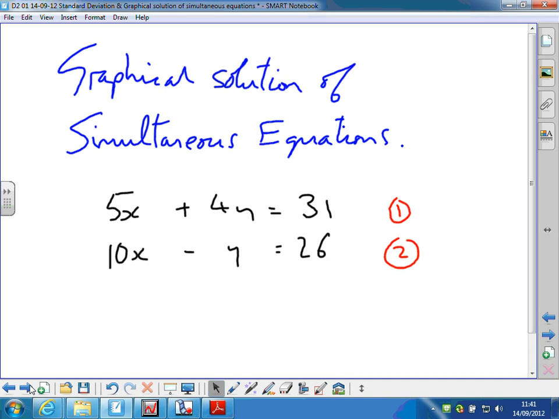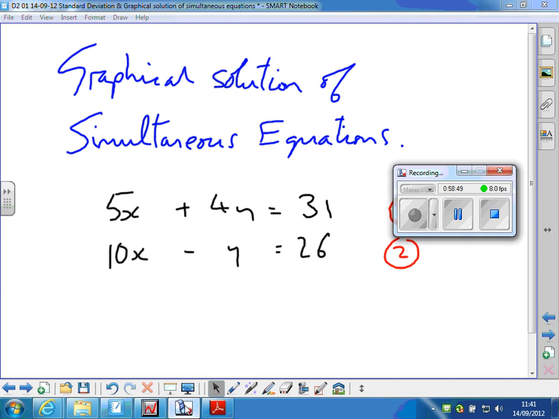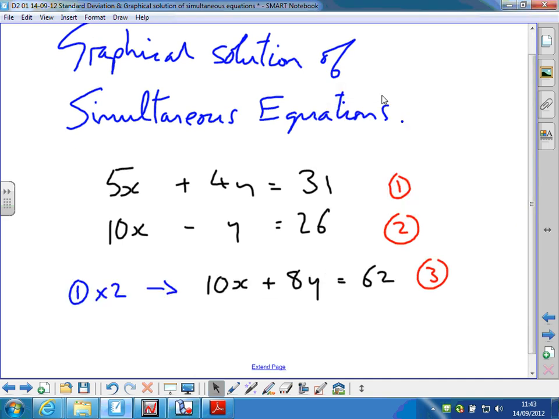So I'm just going to pause this for a second. Remember, there's more than one way to do this, but one way might be to multiply equation 1 by 2, so they both read 10x. So have a go at solving those and find x and y. So the first step might be to multiply equation number 1 by 2, to get this. Let's call that equation 3.